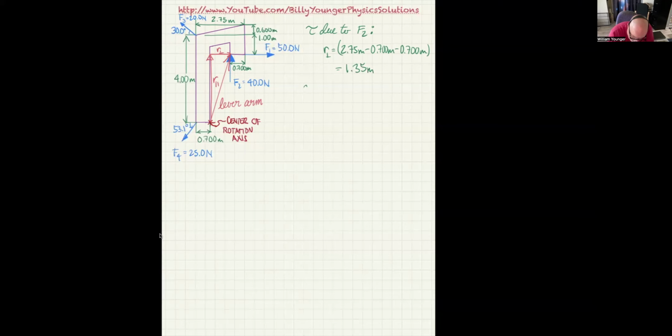meters. So that torque 2, which by the way does cause a counterclockwise rotation and therefore is positive, is going to be R perpendicular times F.